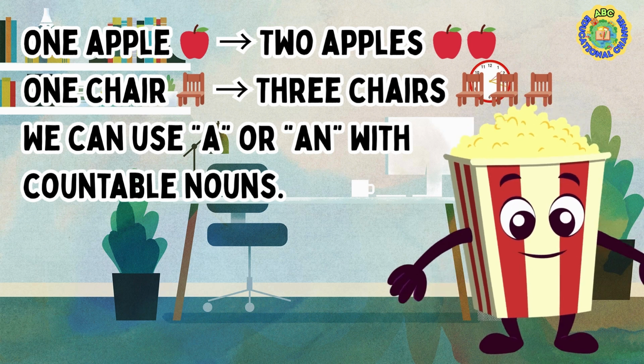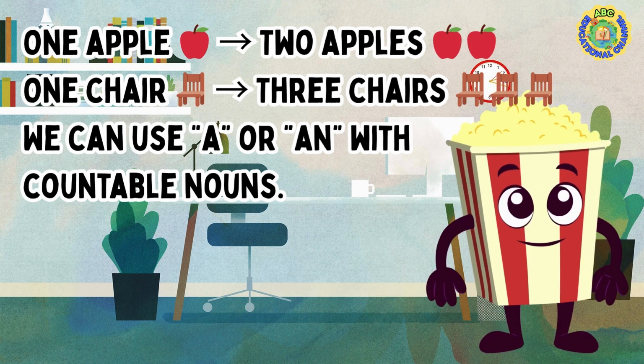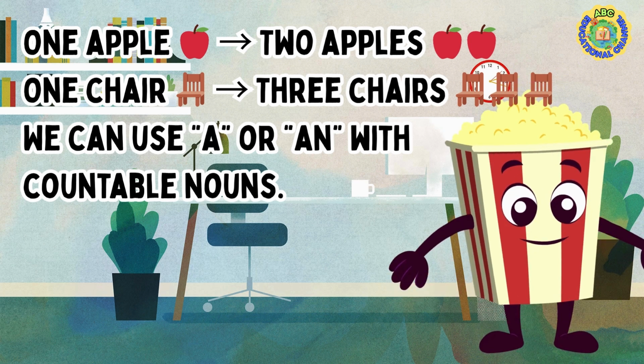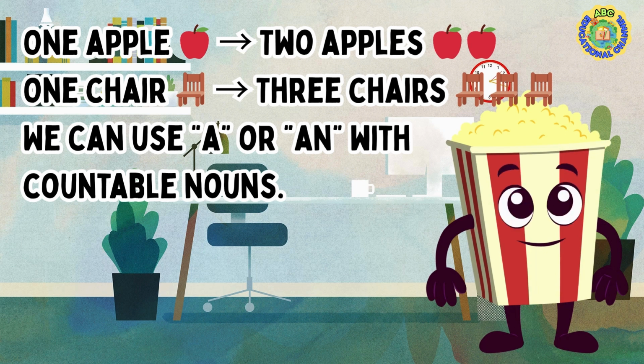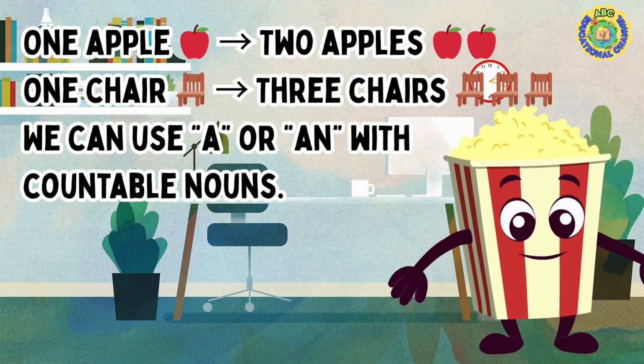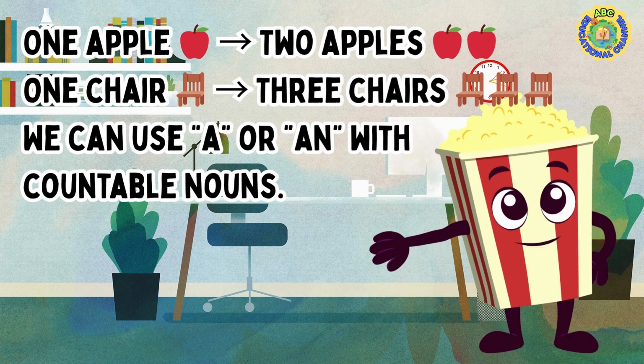For example, 1 apple, 2 apples, 1 chair, 3 chairs. We can use a or an with countable nouns.